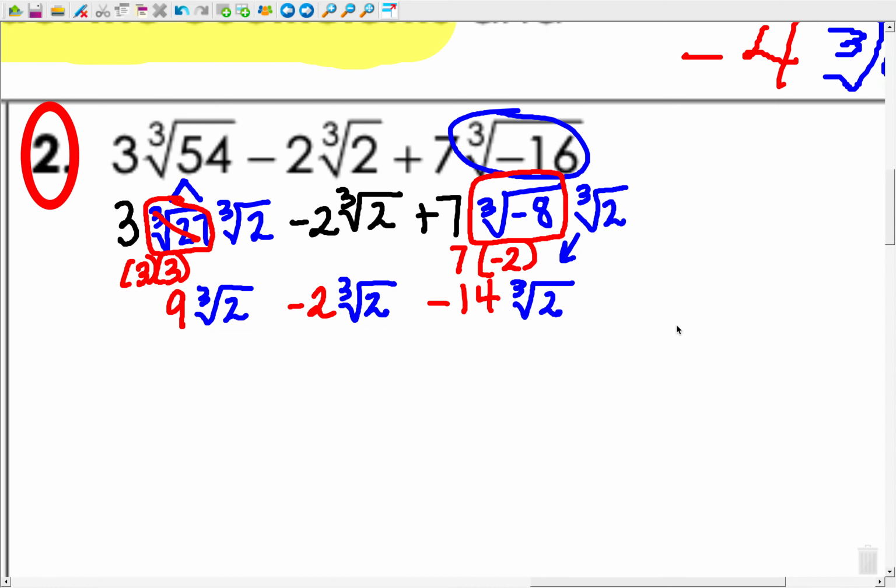Now I see they all have the same radicand. Cube root of 2, cube root of 2, cube root of 2. When that happens, all I have to do is add or subtract their coefficients. And my coefficients here are 9 minus 2 minus 14. 9 minus 2 is 7. And 7 minus 14 is negative 7. And leave the radical alone.